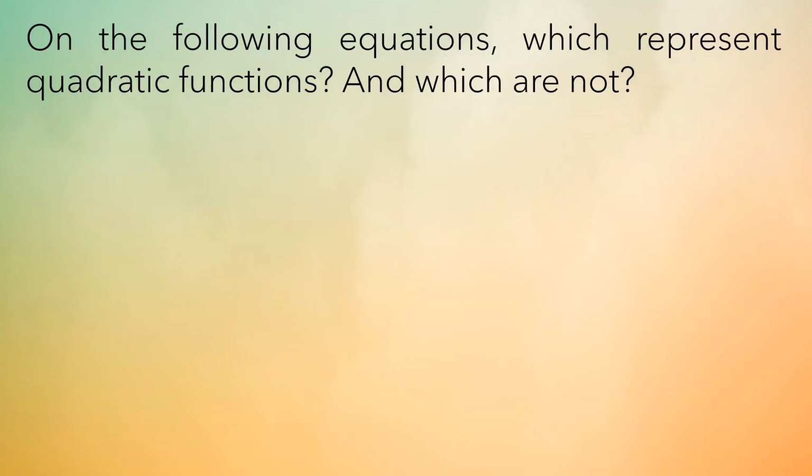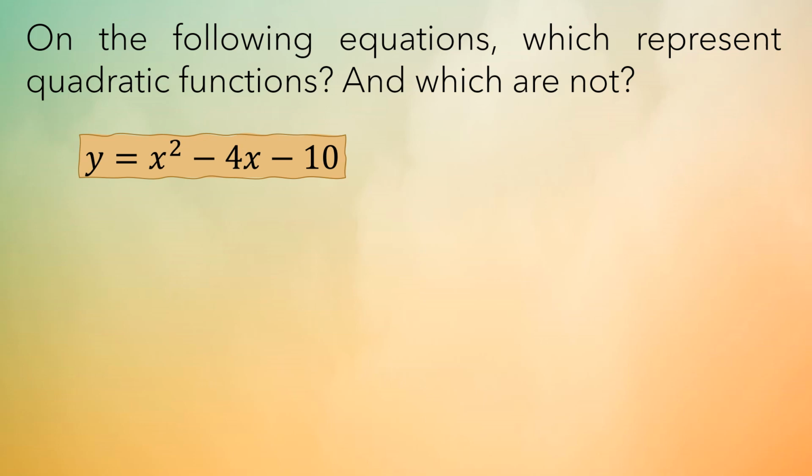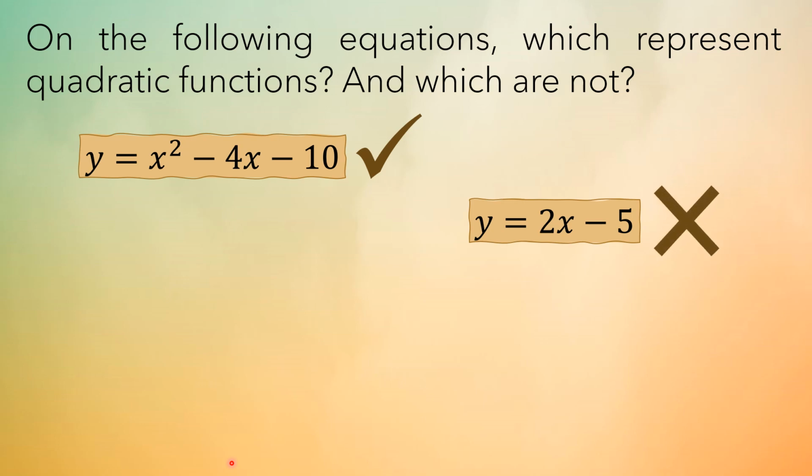In the following equations, which represent quadratic functions and which are not? So we have the given equation y is equal to x squared minus 4x minus 10. As you can see, the highest exponent here is 2. Therefore, this is an example of a quadratic function. Next, y is equal to 2x minus 5. In here, the highest exponent is 1. Therefore, that is not an example of a quadratic function.